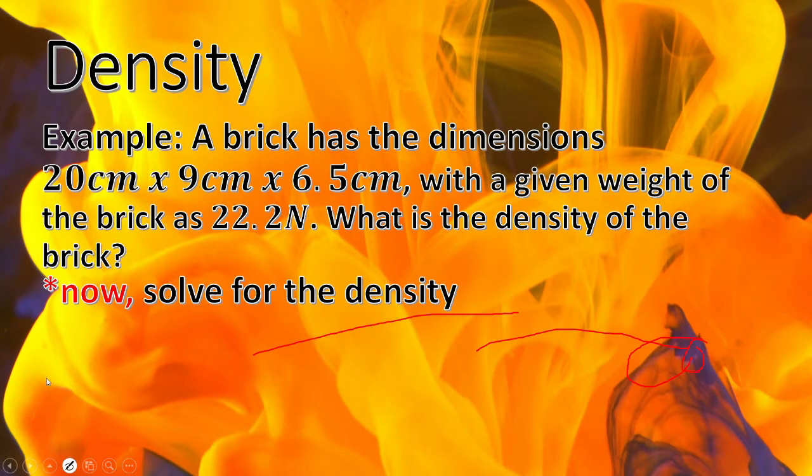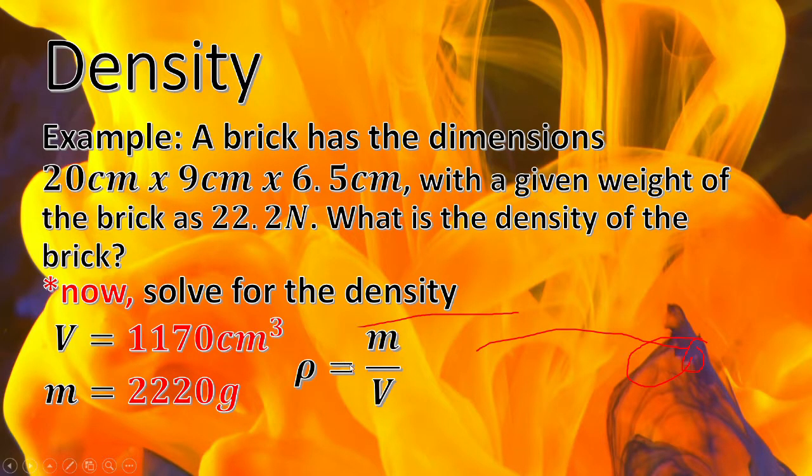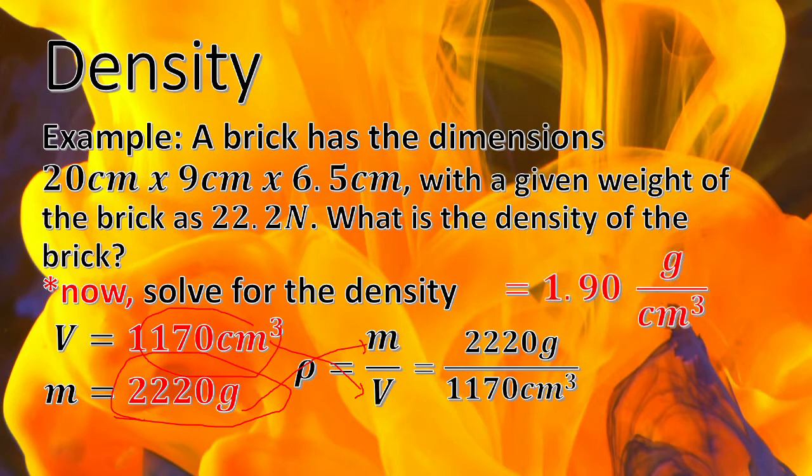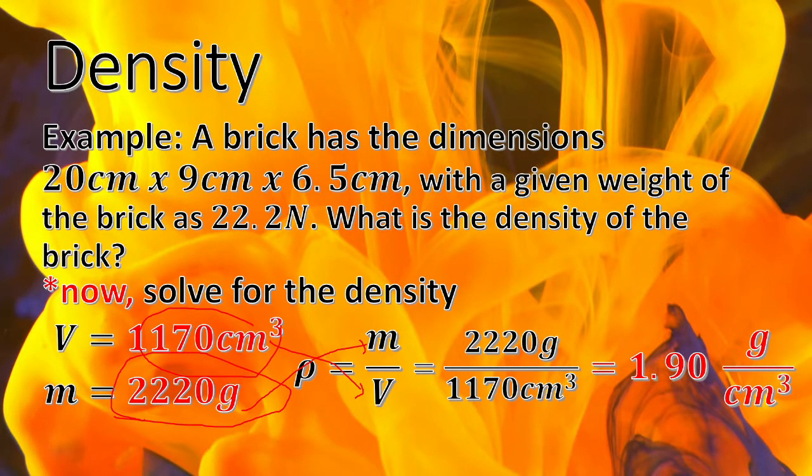Next is solving for the density with our given. We already solved for the volume and the mass, so we can actually solve for our density. Density, or rho, equals mass over volume. We already have our volume and our mass, so we just need to substitute them in our formula. Then you will have 2,220 grams over 1,170 centimeters cubed. So our answer, our density, is 1.9 grams per centimeter cubed.